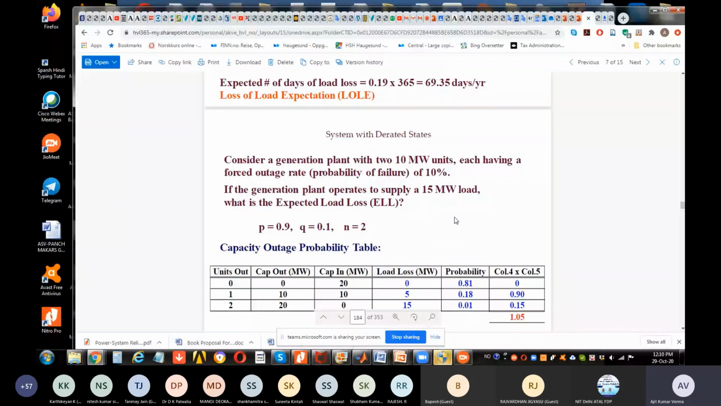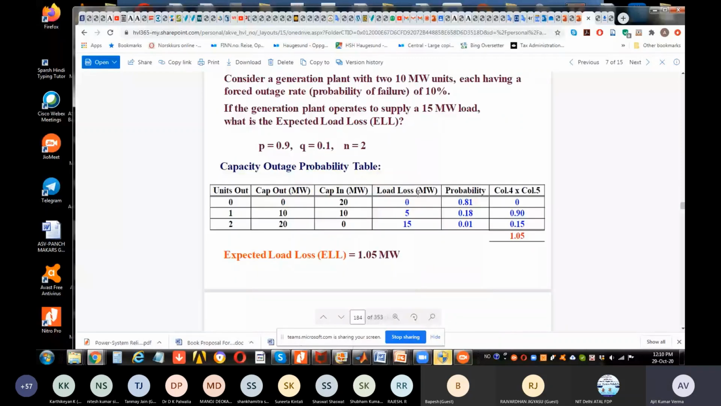Then again, this is yet another example. Consider a generation plant with 2 10 megawatt units, each having a forced outage rate of 10%. If the generation plant operates a supply of 15 megawatt, what is the expected load loss? So we have already calculated this capacity outage probability table. Let's calculate the load losses.